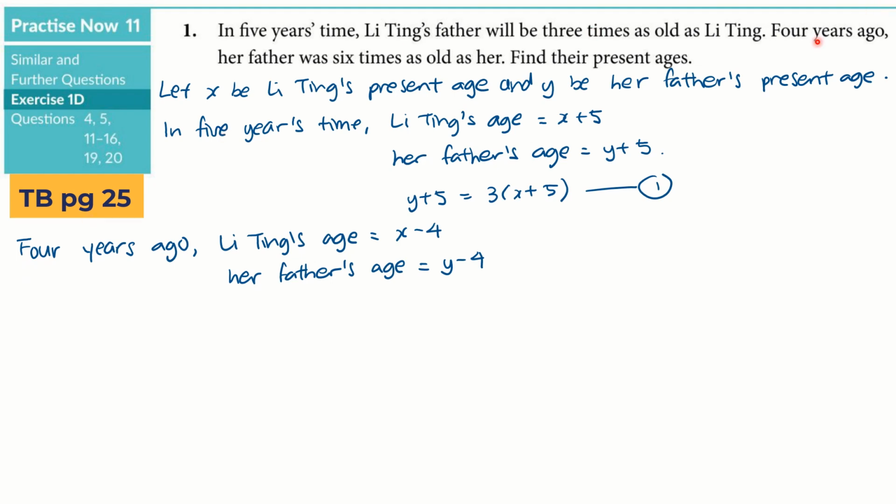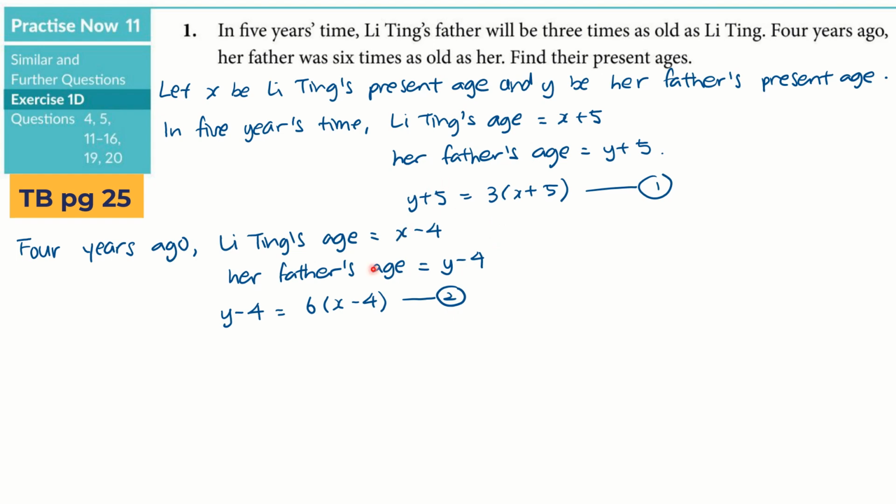So then in the question it says that the father was 6 times as old as her. So the father's age, which is Y minus 4, equals 6 times X minus 4. That helps us to form our second equation.